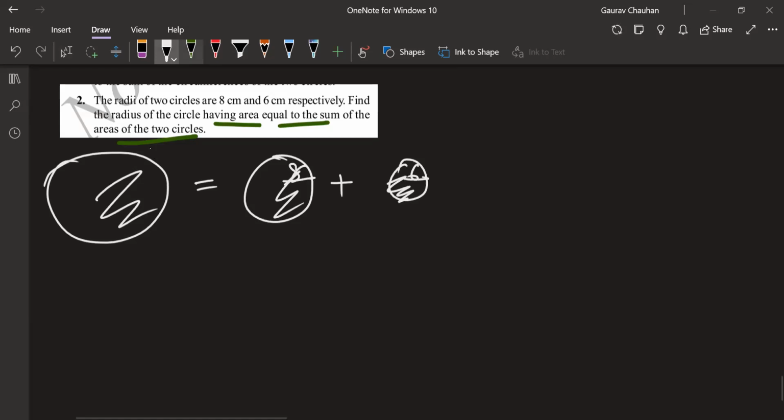Correct? So what will be the formula? What will be the equation? Once again, try. Mansa, can you remember the area of a circle? Try to recall. You can look in your notebook. What is the formula for the area of a circle? Pi r square. Pi r square, correct.